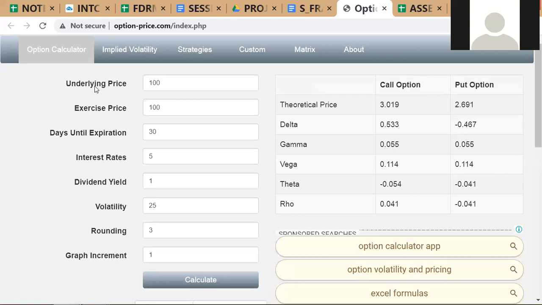So as you can see here, if we go to our, we should move this a little bit closer. Yeah.